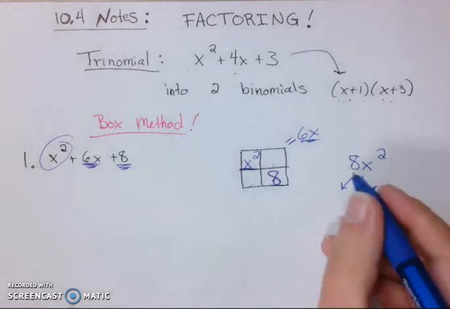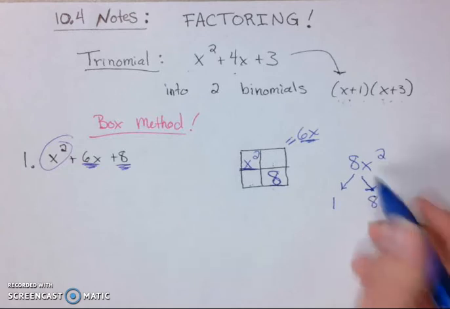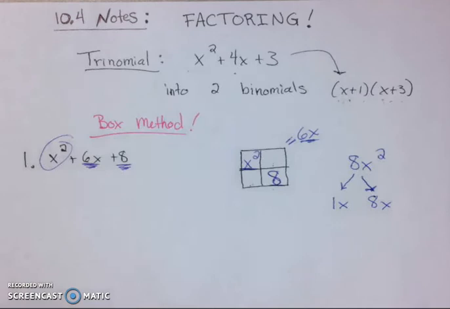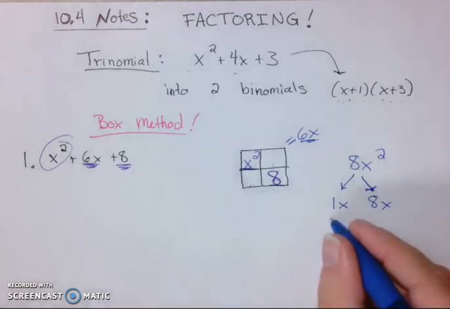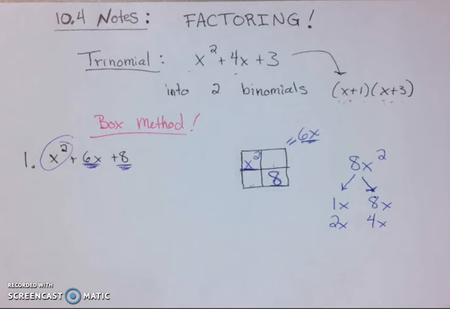So you're trying to think, okay, what are factors of 8? You have 1 and 8. And to get x squared, we take x times x. So 1x and 8x. The other thing that gets 8 is 2 and 4. So 2x and 4x to get the 8x squared. What else is factors of 8? What 2 numbers multiply to be 8? Nothing. Those are our factors.